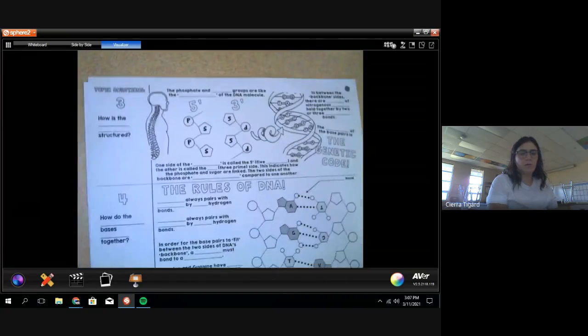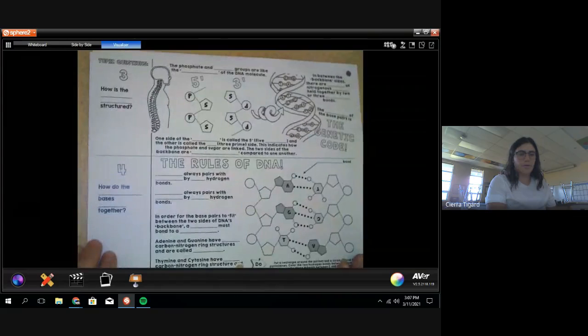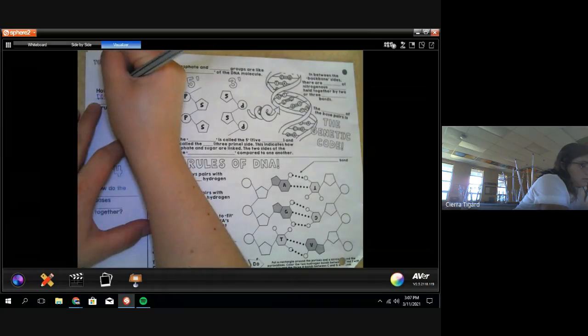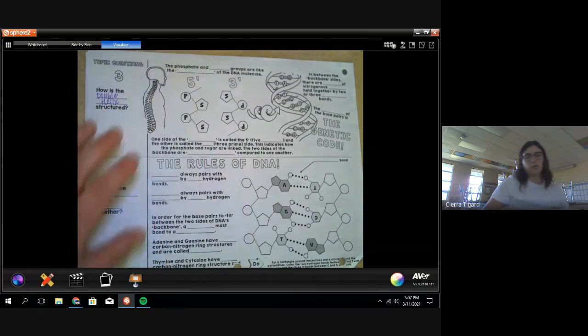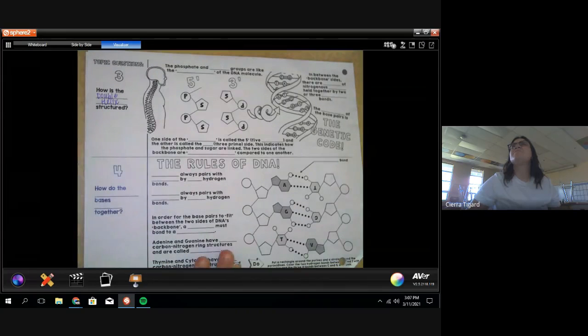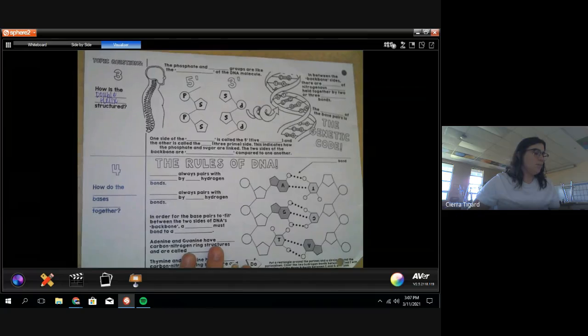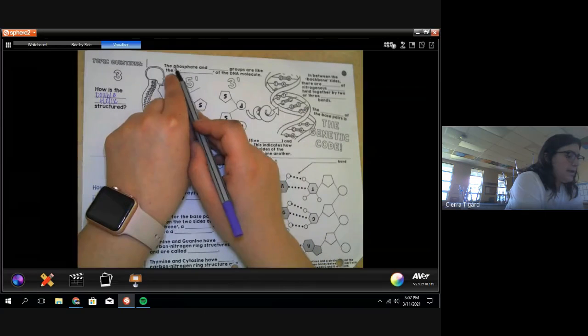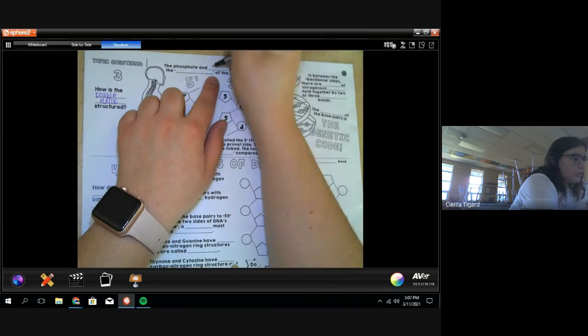more difficult. And I know that this is a lot of vocabulary, but we're going to take it slow. Okay, so now our third topic question is going to be, how is the double helix structured? And so we already have our phosphate group, which is, remember, our soup. And then we eat our dessert, which is the sugar group.